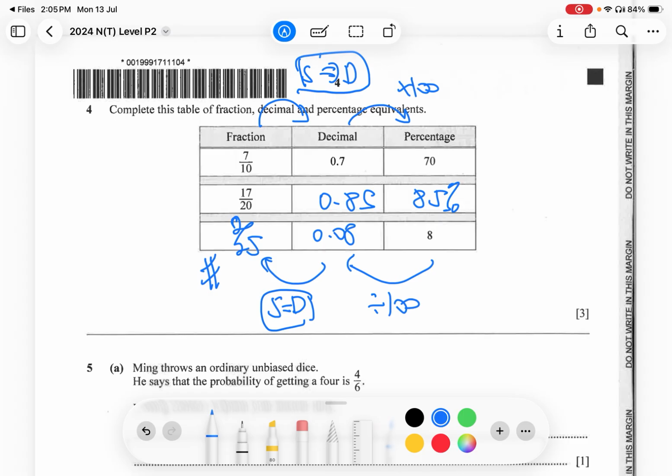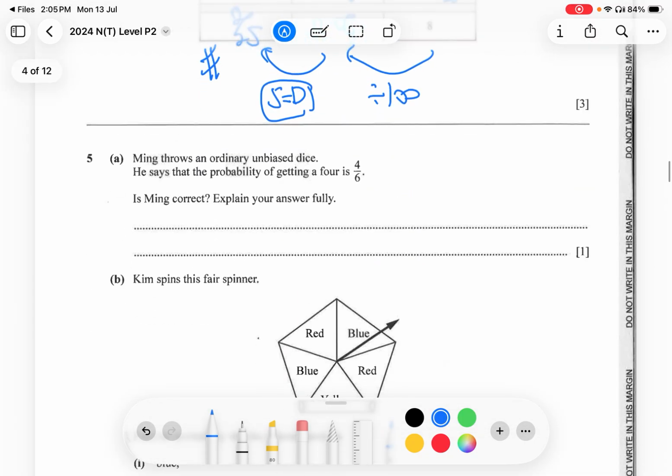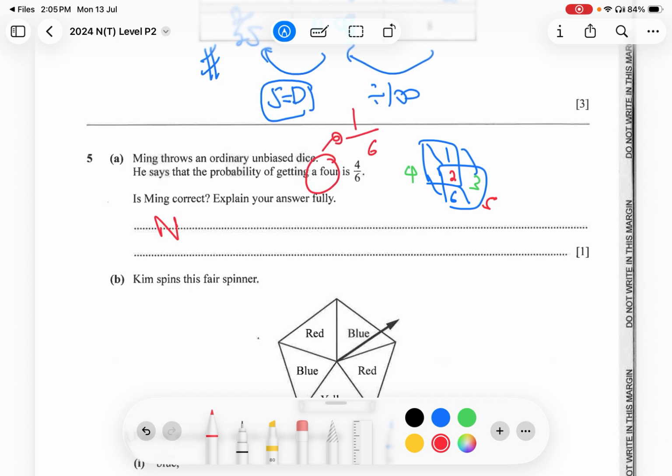Okay, for this, the next one. We throw an unfair dice, so probability of getting a 4. So the dice is like this. It's 1 and 6 on top and bottom, 3 and 4 on opposite sides, 2 and 5. It's always added to be 7. So of getting a 4, there's only one 4 here. There's one 4 out of total 6 options, right? It should be 1 over 6 out of the original dice.